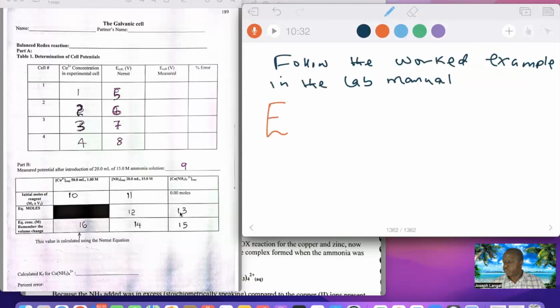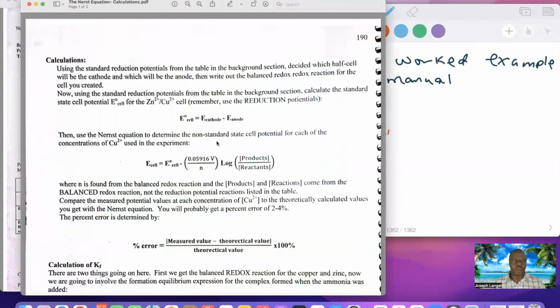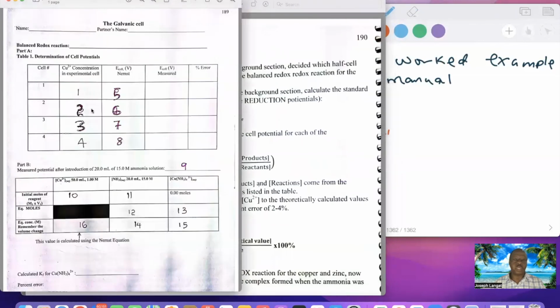E cell, this is line 9, is given by E cell. Calculate this. You need to calculate this. You can calculate this because we are using zinc and copper. It's the same cell we used before. This cell, I don't know if we have it here, but I think it's given in the procedure.